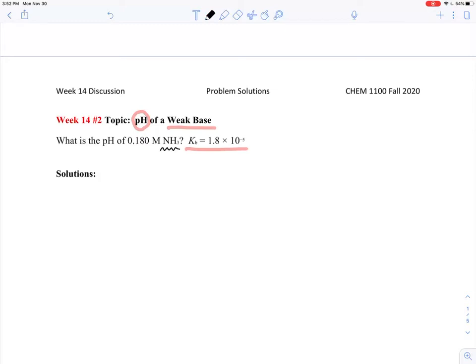Okay, so what is our base here? This is ammonia. Okay, so let's write the equation first. Ammonia in water. This is a base, so it's going to take the H plus from the water, so it becomes NH4 plus, an ammonium ion, plus OH minus. So that's the equation.